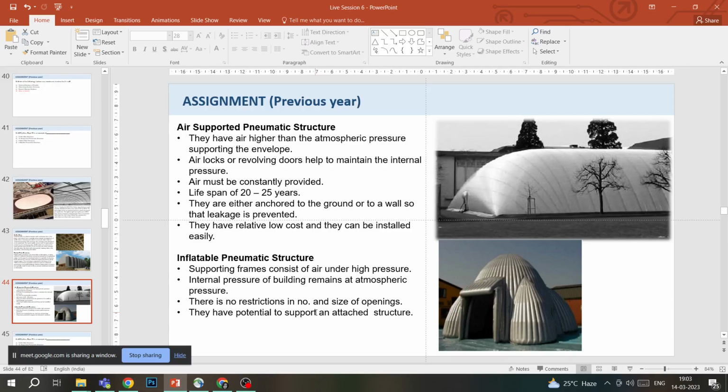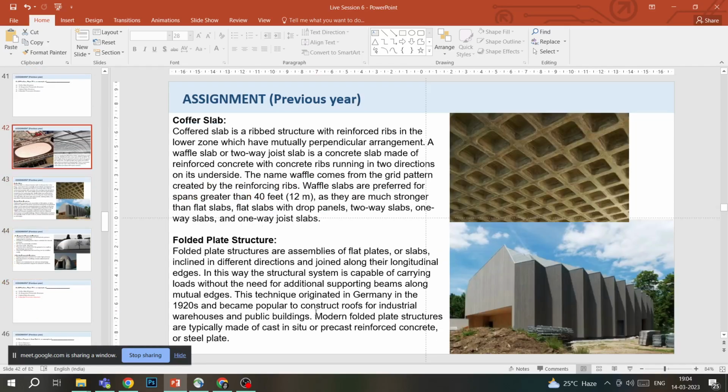There is no restriction in the number and size of openings either. For example, we had a restriction in opening sizes or numbers in air supported structures because we have to avoid leakage. And they have the potential to support an attached structure also. So yeah.